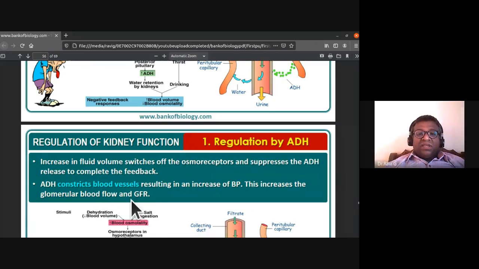So that is regulation by ADH. Whenever there is an increase in fluid volume, it switches off the osmoreceptor and suppresses the ADH release to complete the feedback. ADH constricts the blood vessels, resulting in an increase in blood pressure. This increases the glomerular blood flow and glomerular filtrate rate.